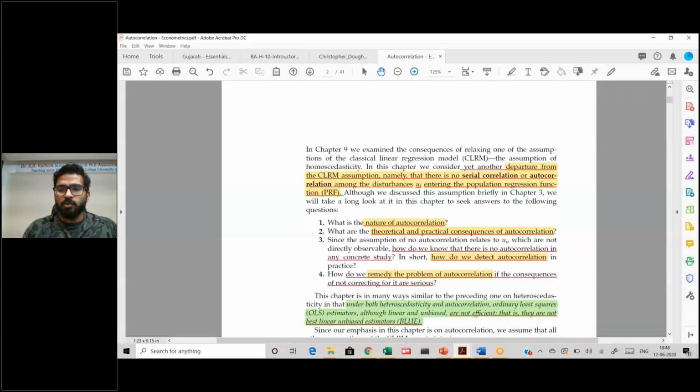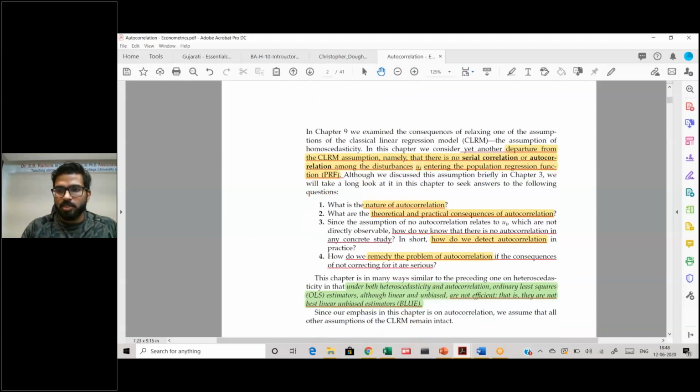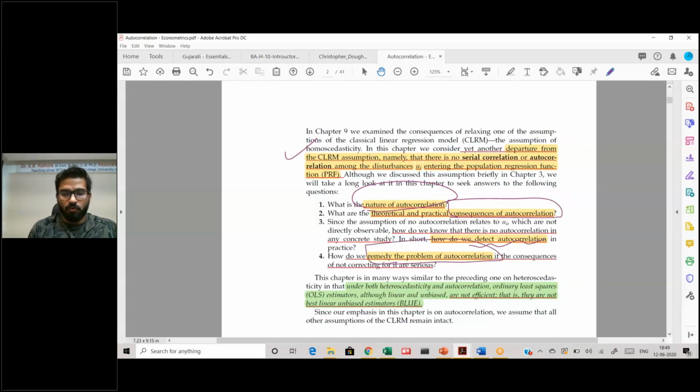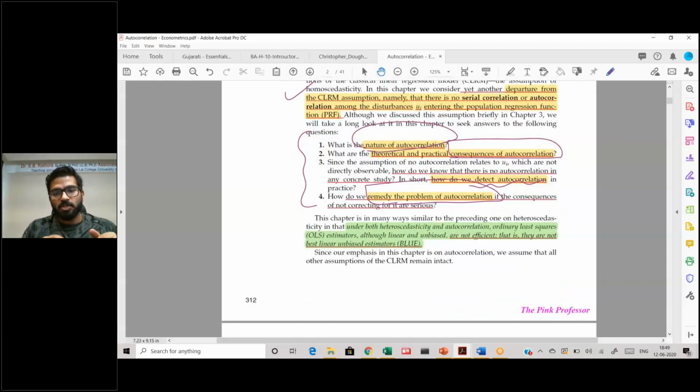Let's begin with the very basics of what we had assumed. As I told you, we will be starting with the nature of autocorrelation, moving on to the consequences, then detection, and the final part will be the remedy of the problem. Perhaps this order is similar, as I told you, in the last two chapters as well. This order is going to be the same for all the violations.